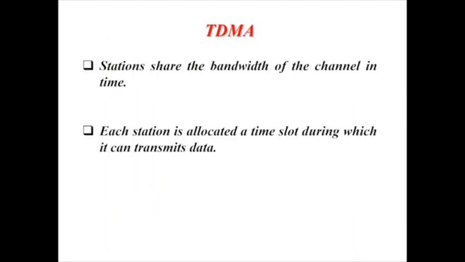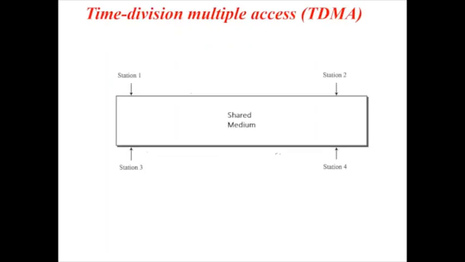Next is time division multiple access. In this case, stations share the bandwidth of the channel in time. Here, we are dividing the stations on the basis of time. The complete bandwidth of this shared medium is available to a station in a given slot of time. For example, time slot T1 is reserved for station 1, T2 for station 2, T3 for station 3, and T4 for station 4.